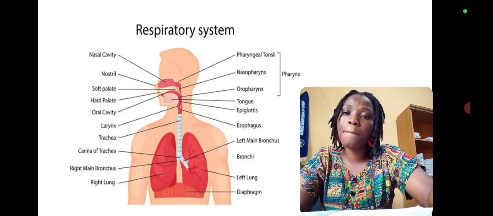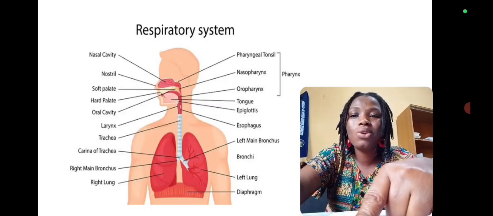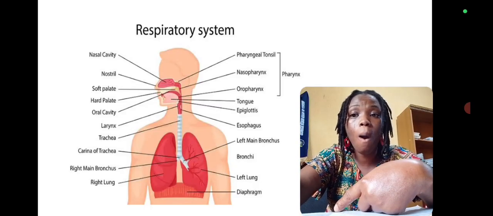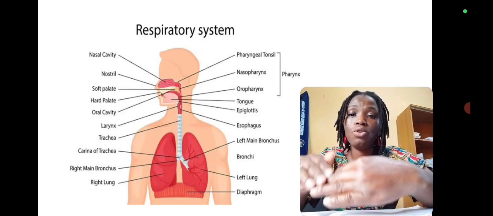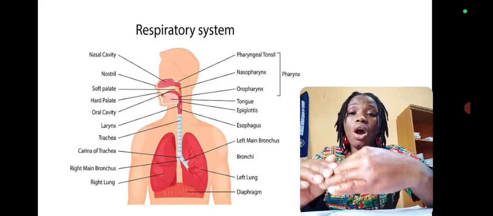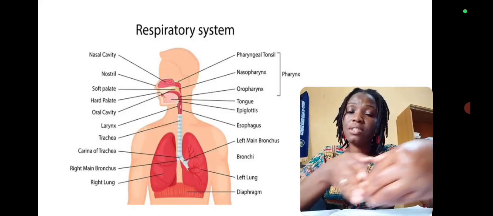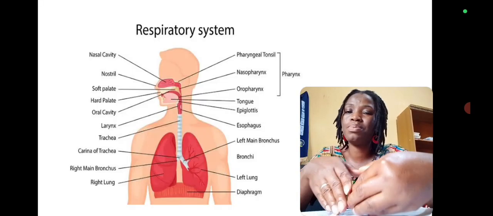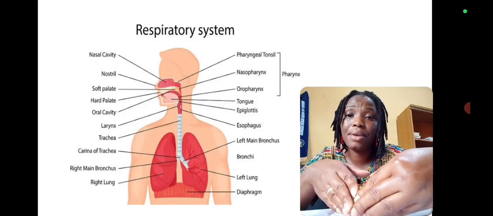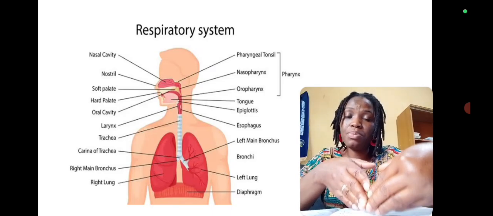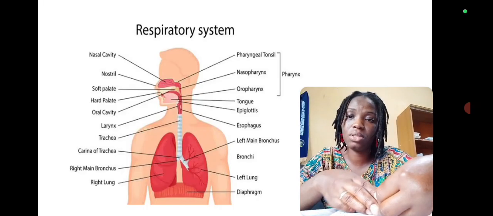And there's what they call upper airway and lower airway. Your nose, your mouth, your larynx, they are upper airway. From your trachea down to your alveoli is lower airway. That's why they will say upper respiratory tract infection, lower respiratory tract infection. So if they say upper respiratory tract infection, they're talking about the nose, the pharynx, the larynx. But when they say lower respiratory tract infection, they're talking about the trachea, the bronchioles, the alveoli, etc.